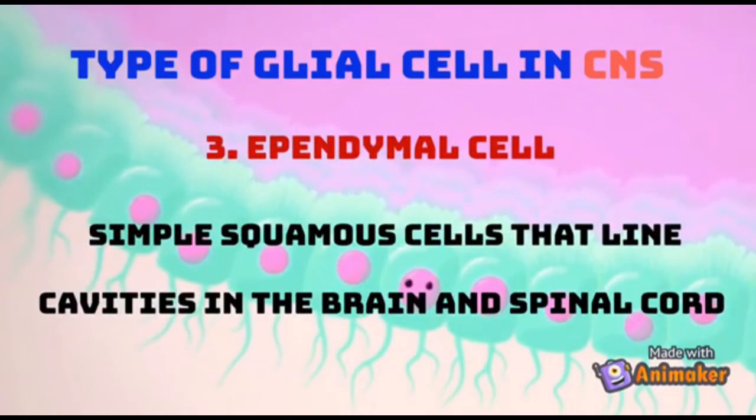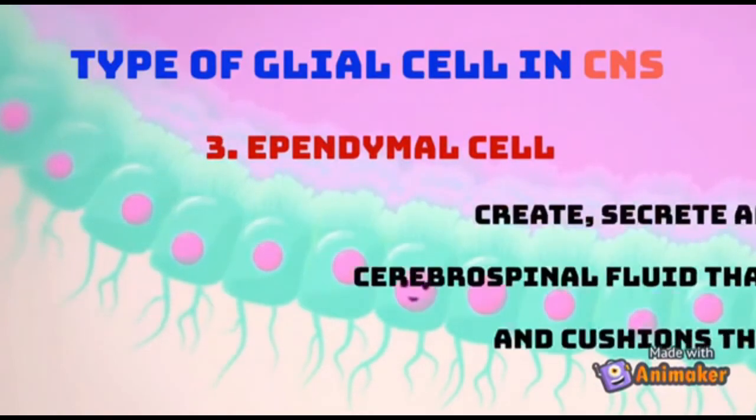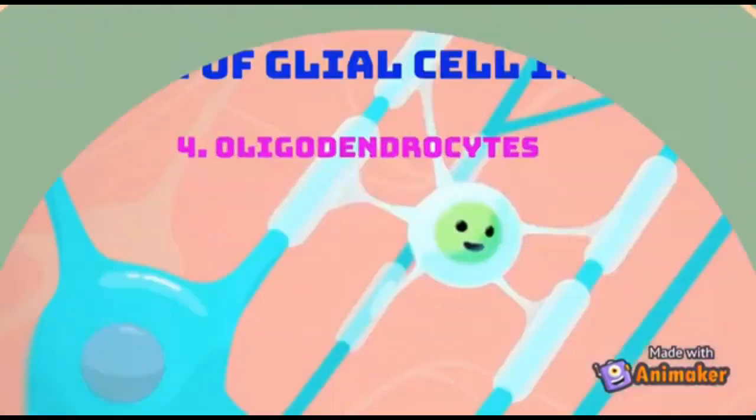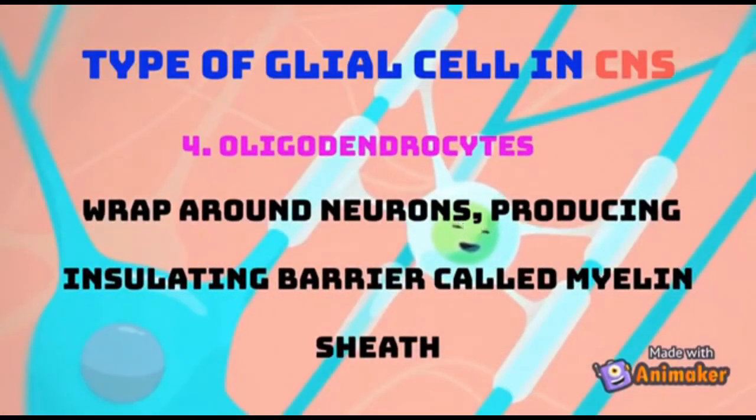Third, ependymal cell, a simple squamous cell that lines cavities in the brain and spinal cord and creates, secretes, and circulates CSF. Fourth, oligodendrocyte, a neuroglia that wraps around neurons, producing an insulating barrier called myelin sheath.